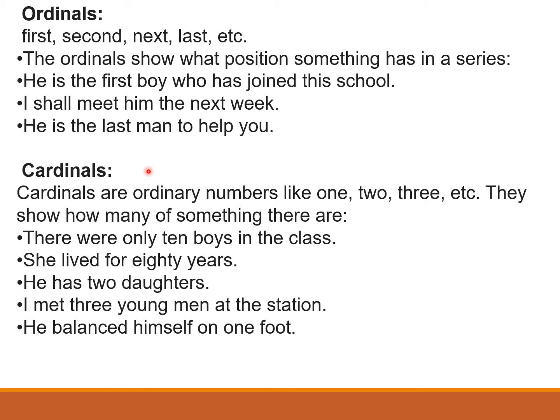Next we move into cardinals. Cardinals are ordinary numbers like 1, 2, 3, whichever number it might be. They show how many of something there are. So there were only 10 boys in the class. She lived for 80 years. He has 2 daughters. I met 3 young men at the station. He balanced himself on 1 foot. Here all these numbers come under the cardinal determiners.